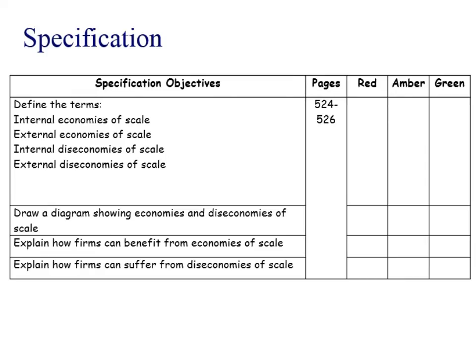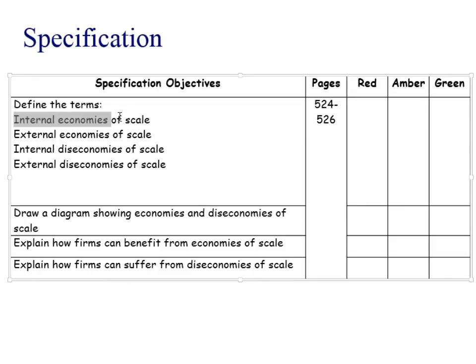So internal economies of scale, where the average costs decrease as output increases, and that happens as the output of a firm increases. External economies of scale, where average costs decrease as the size of the industry increases. Internal diseconomies of scale, where average costs increase as output increases. And external diseconomies of scale, where average costs increase as the industry increases in size.